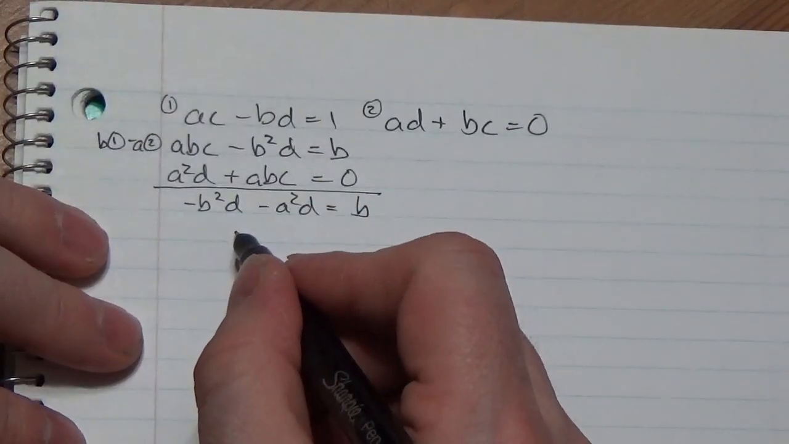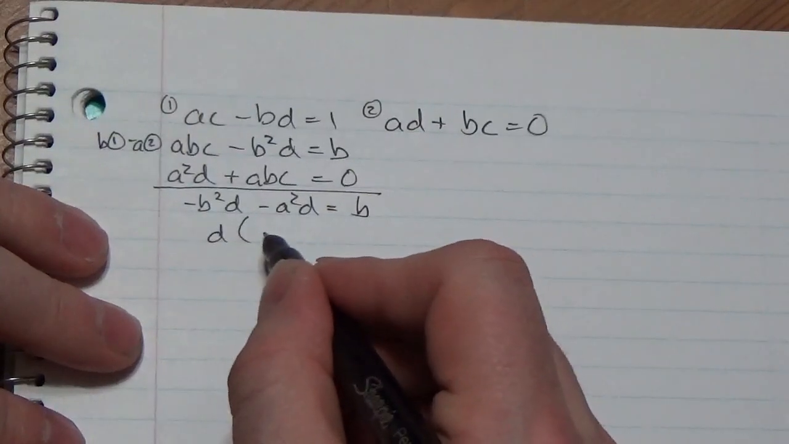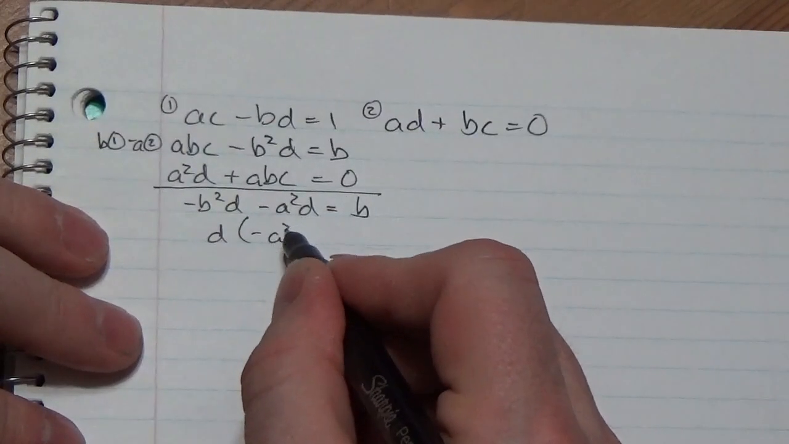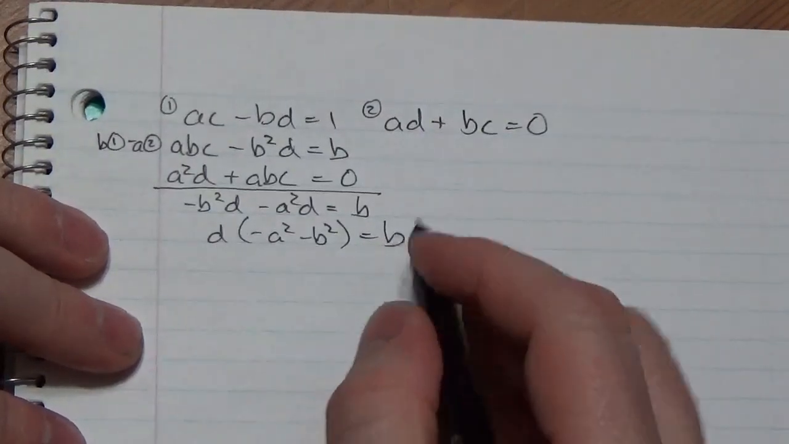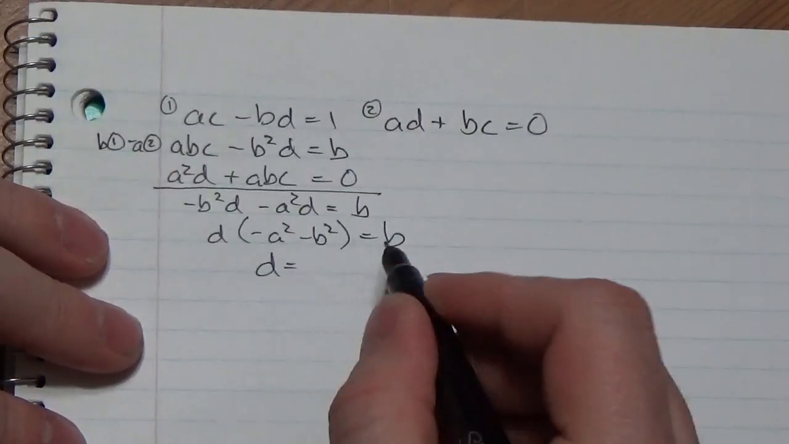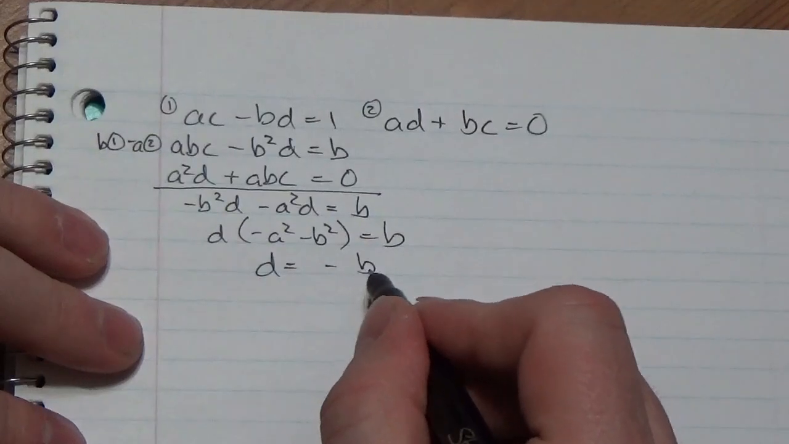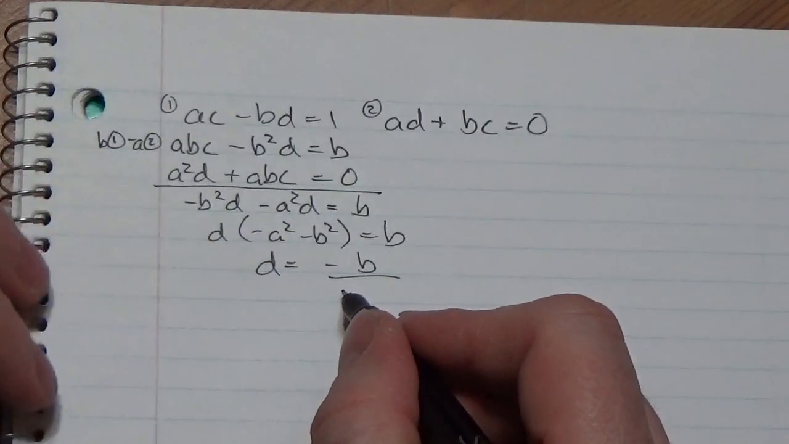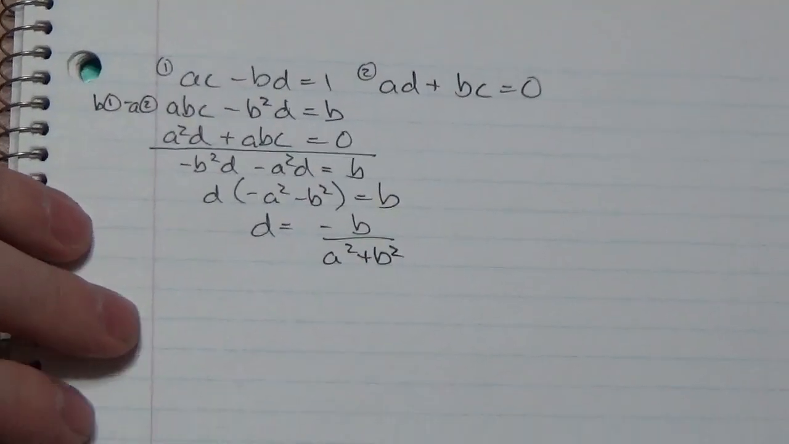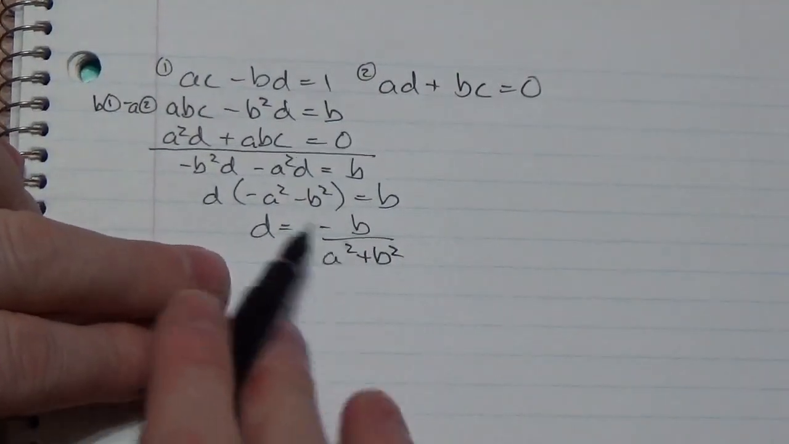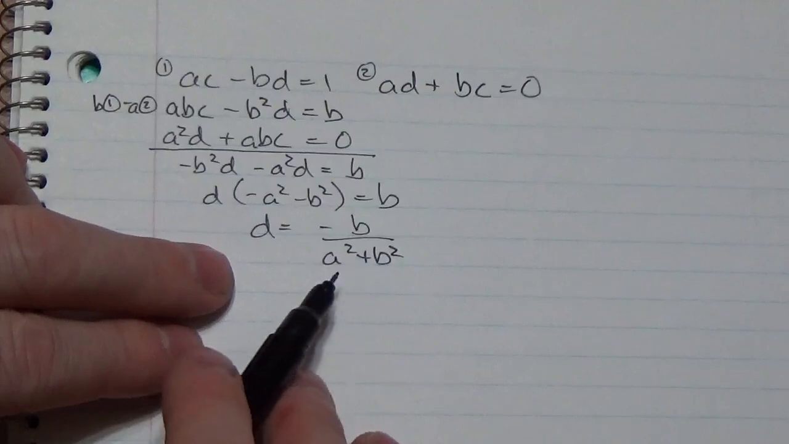Factor out the D, and I'll put this in an order that looks better. Then I'm going to divide, take out the negative and move it up here, and I'm going to get D equals negative B over A squared plus B squared. Okay, so now I've got a value for D that's in terms of A and B.